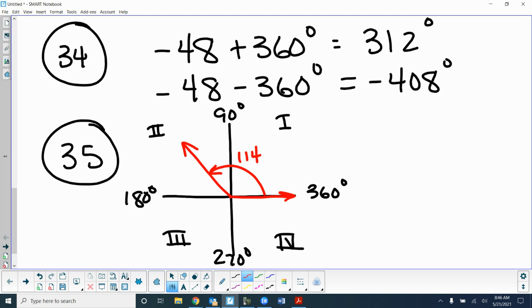Remember, the reference angle is the one between that terminal side and the x-axis. So what do I have to do to find that? 180 minus 114, which is what? 76 or 66? 66.